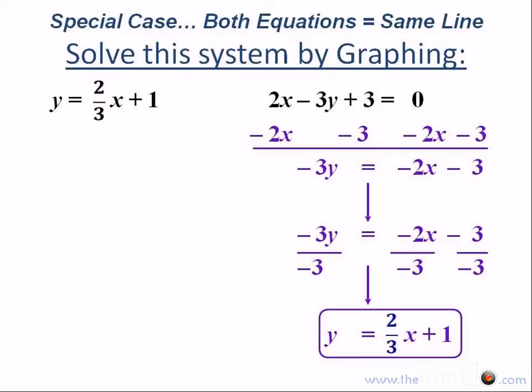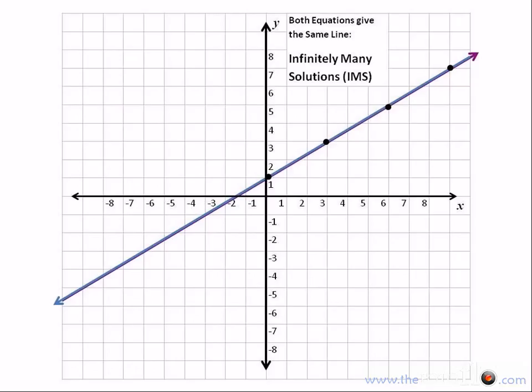Now you can notice that both equations are identical. This means that they will both yield the same line. Since both equations yield the same line, the equations share infinitely many points. Therefore, this system has infinitely many solutions.